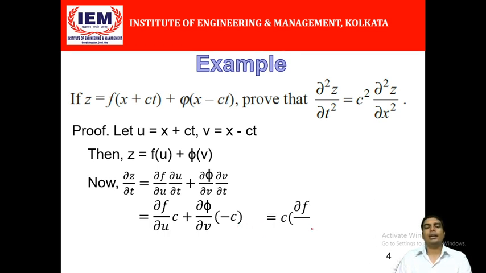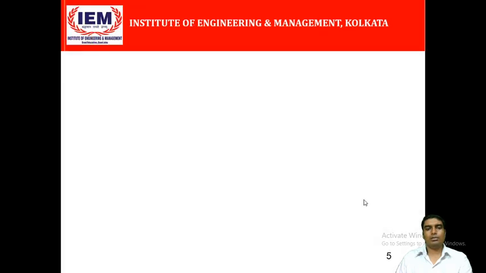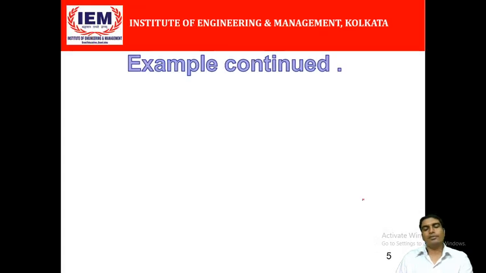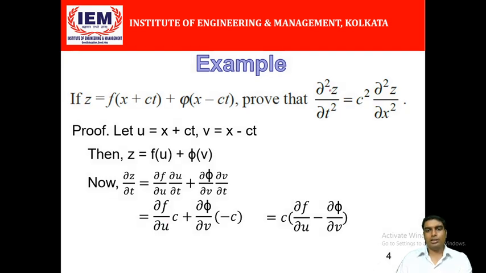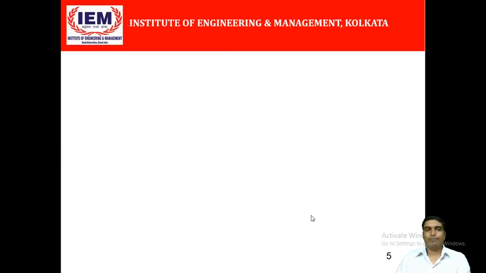So I can write ∂z/∂u as negative of ∂φ/∂v, right? So I differentiate this previous function, because ultimately we have to reach ∂²z/∂t². So I again differentiate this function with respect to t. Basically we are differentiating this function with respect to t again.